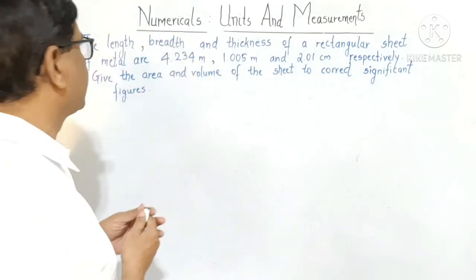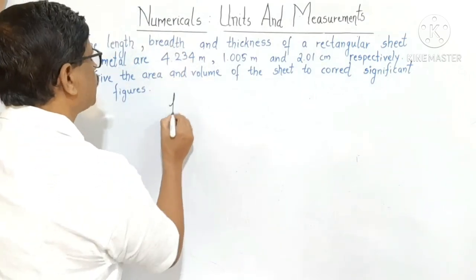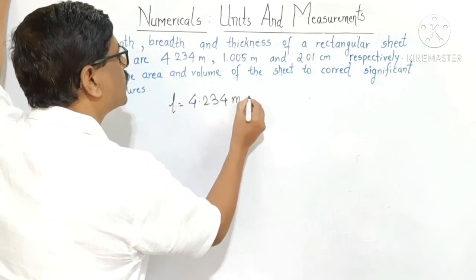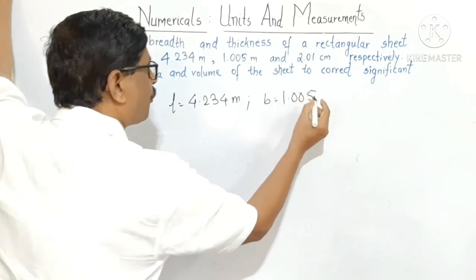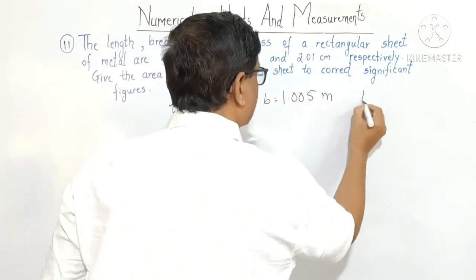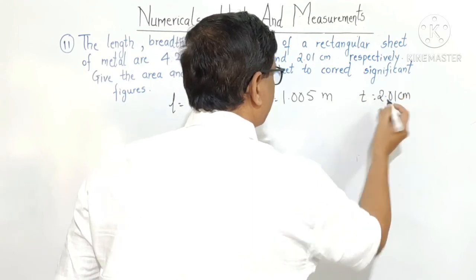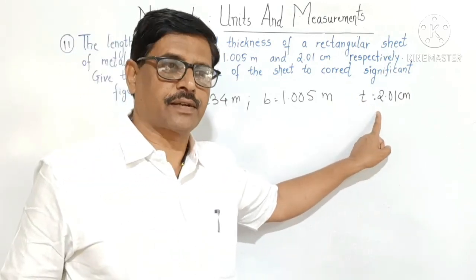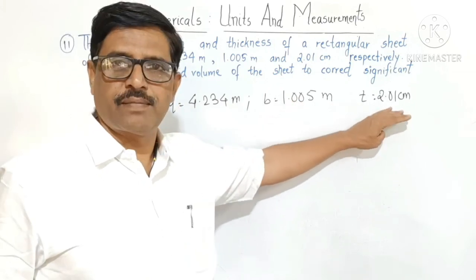From the given data, the length of the metal sheet is L equal to 4.234 meter. Then breadth is 1.005 meter, and the thickness is given as 2.01 centimeter. Dear friend, you will see that the thickness is in centimeter. Length and breadth are in meter and thickness is in centimeter.